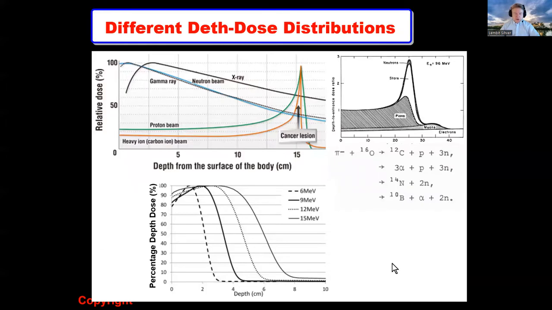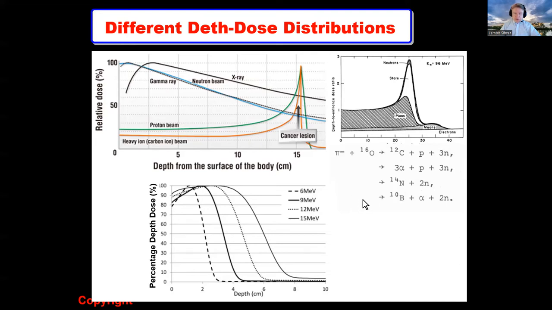These particles, well, this radiation, have quite different depth dose distributions. The gamma rays and fast neutron beams deposit most of the energy just after entering the human body, similar to X-rays, while ions such as proton beams and heavy ions follow the so-called Bragg curve and deposit most of the energy just before they stop. So one can deposit high dose inside the human body while sparing healthy tissue before that.